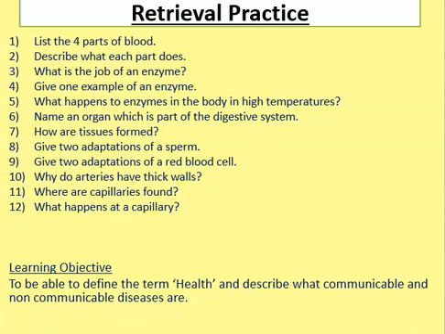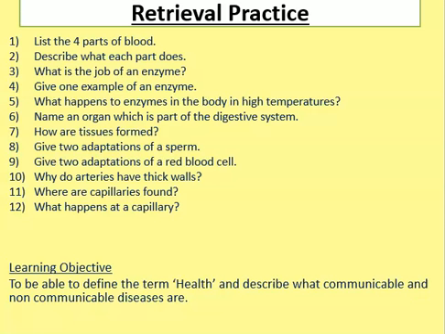Number 9, 2 adaptations of a red blood cell. Red blood cells have no nucleus, which gives more room for oxygen. Or you could say they have a biconcave shape, which means they've got a larger surface area for oxygen. You could also talk about the fact that they have a protein called haemoglobin, which oxygen can attach to.